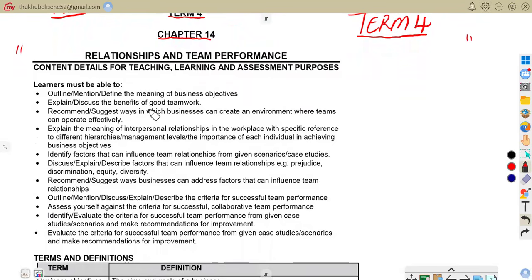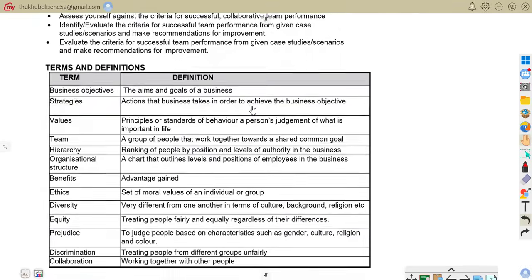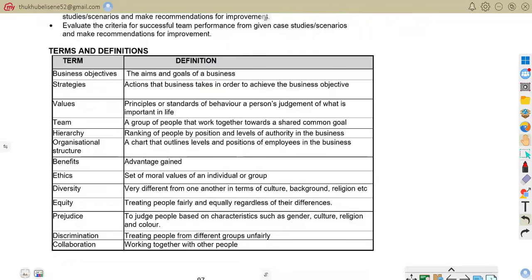These are the learning objectives after you study this topic. So go through these learning objectives. Let's quickly go to terms and definitions. So here we are under terms and definitions. We have term one, where we are going to talk about business objectives.